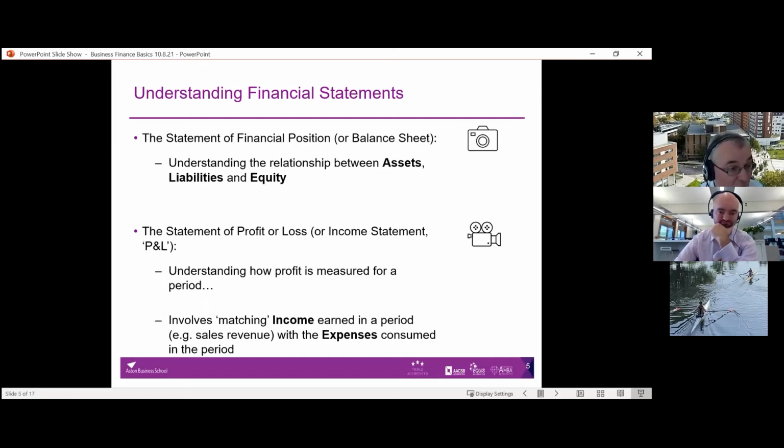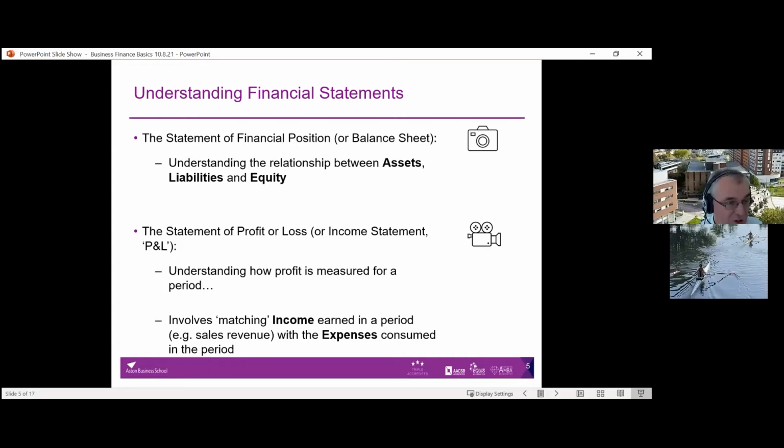Now, I'm just going to highlight there are two visual images on this screen that help us. The statement of financial position or balance sheet, you should see that as a photograph. So it sort of describes the state of the finances that the organization was in at that particular moment. Whereas the statement of profit or loss or income statement or P&L, well, that's a movie. That measures how well the business has performed during a period of time. So I hope those visuals help.